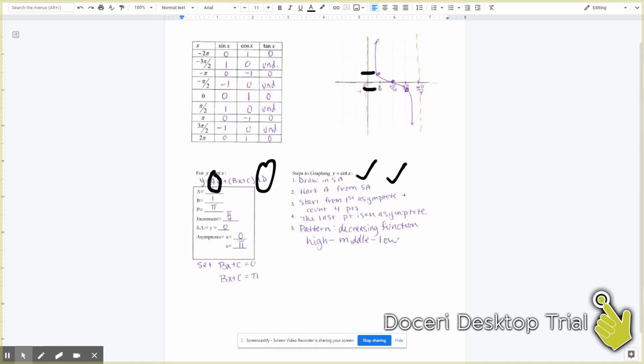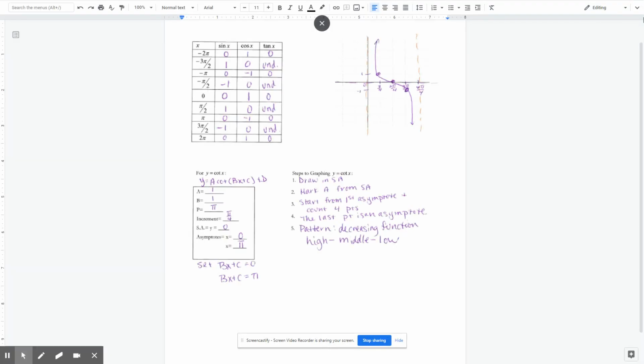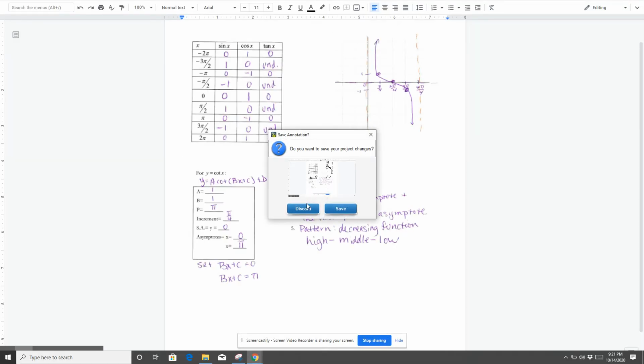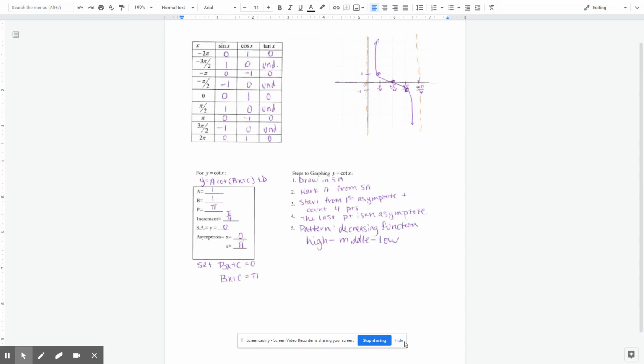All right, then start from the first asymptote. So wherever we start, it's going to be an asymptote, and then we count 1, 2, 3, 4, and that fourth point is going to be the next asymptote. All right, and then the pattern is decreasing unless it's reflected, but if it's not, it's going to decrease. So it goes high, middle, low. All right, so now let's do 2 together, and then you can try the rest of these on your own.